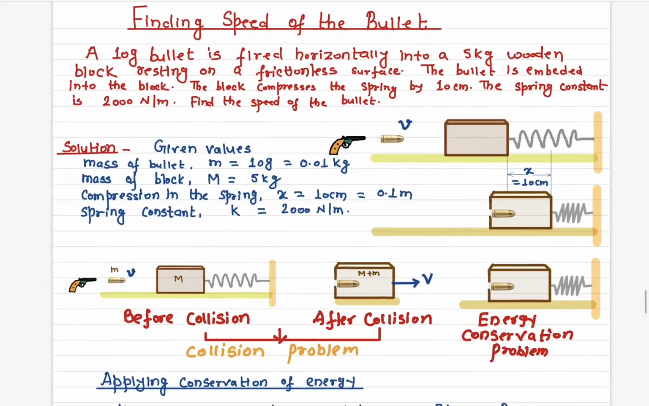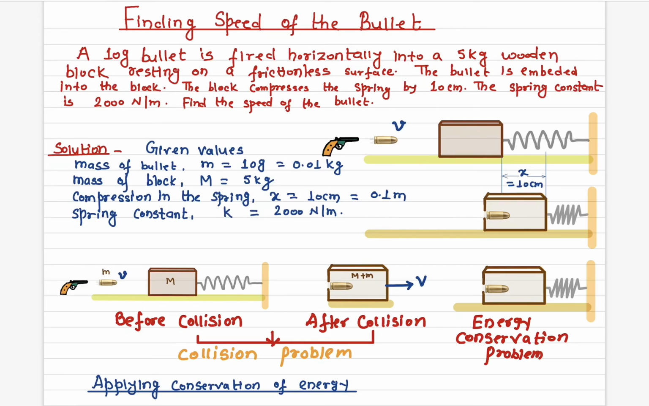So this is a fairly simple experiment where we can find out the velocity of the bullet just by using a spring and a wooden block. And again, as I mentioned, this has two separate problems. The one is energy conservation and the other is the collision problem.